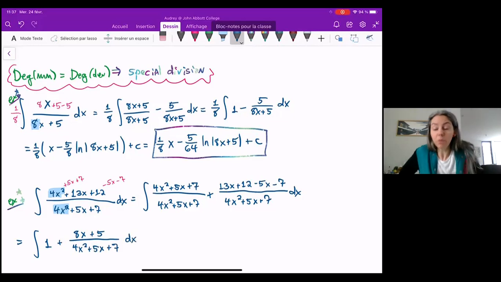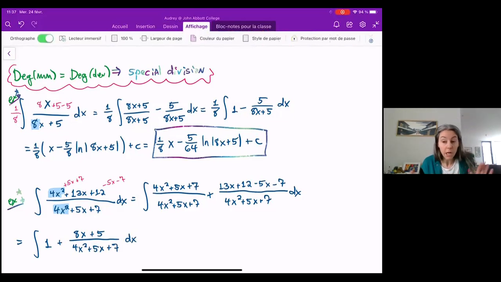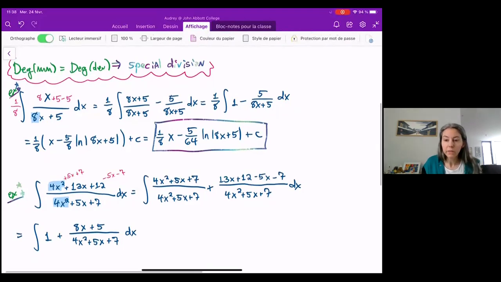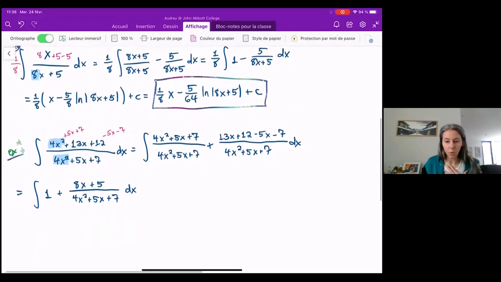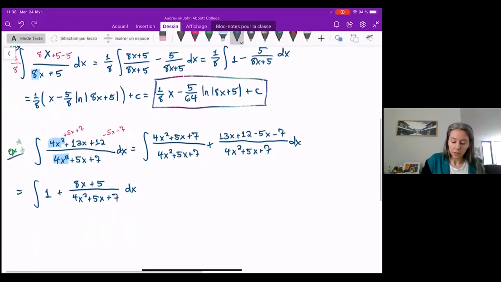And now both of these integrals are actually also really straightforward. Don't just immediately go to completing the square in the second one. Notice that the derivative of the denominator is equal to the numerator. So that one right there, I can easily do. I can say this is x plus the integral of (8x plus 5) over (4x squared plus 5x plus 7).